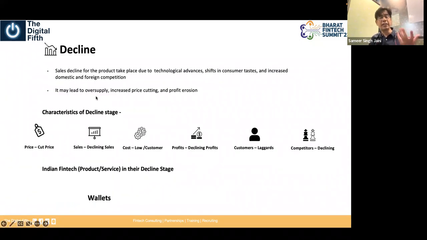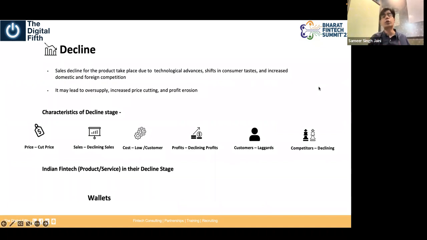At this stage, and this is a stage which is very, very difficult, right? For example, this stage recently happened with lending on top of wallets, right? Suddenly the market comes and RBI comes and says, this is not possible. Or the way UPI came, wallets went through this decline stage. So these are difficult stages.